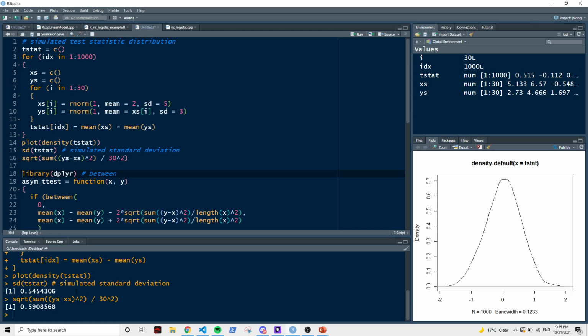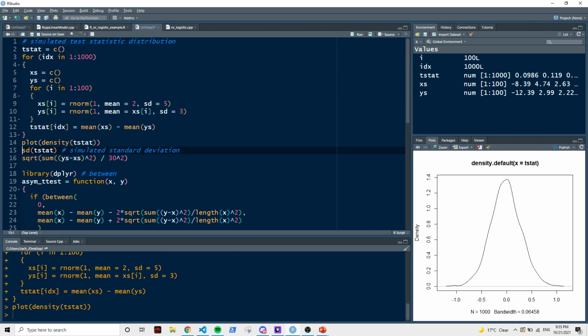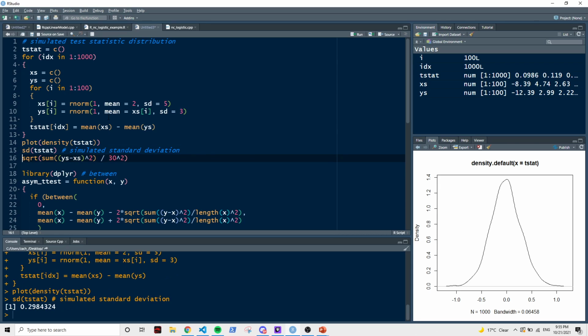And so our asymptotic approximation is 0.59, which is not terrible, but the reason why it's a bit bad is because the sample size is relatively small, and as you may know, asymptotic approximations really work well if you have a somewhat decent amount of data. So let's resimulate this for 100 samples. Doing it for 100 samples, you can see that the variance got a little bit tighter here. So taking the simulated standard deviation, I got 0.298.